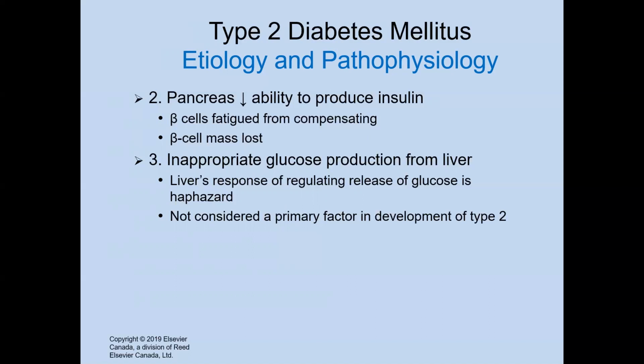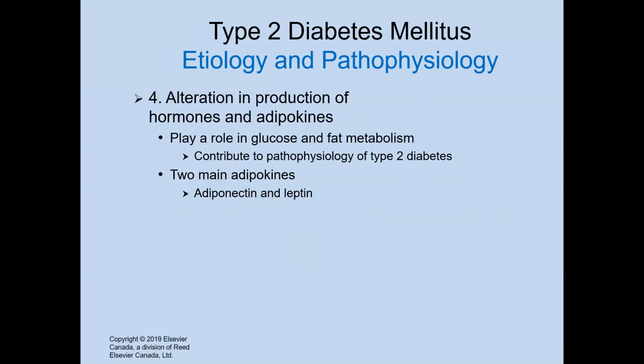The third process is that we have our liver involved. We have that inappropriate glucose production from our liver, which is typically responsible for regulating release of glucose, and instead it becomes quite haphazard. Although again, remember we talked about that's not a primary cause. And then finally, an alteration in the production of various hormones that play a role in fat and glucose metabolism. They list two. Leptin tends to be one that is talked about more often these days, but also adiponectin.